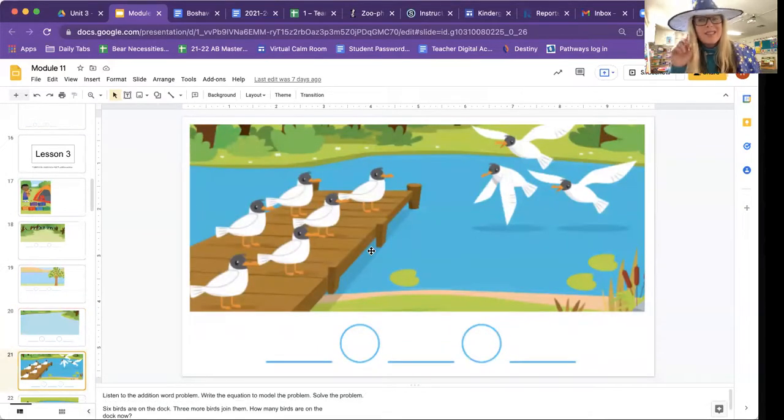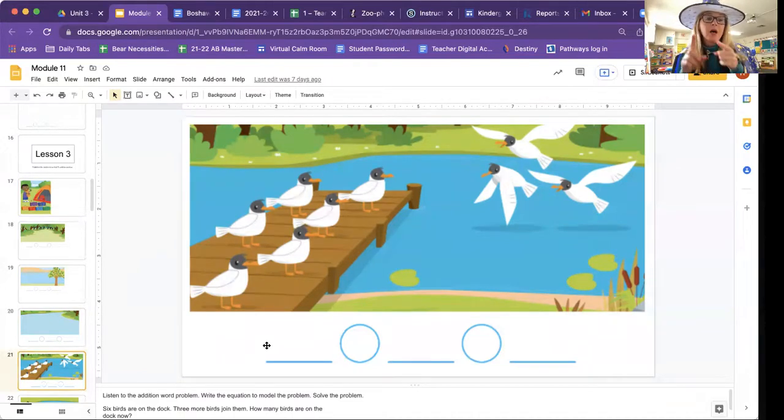All right, this time you're not going to have to draw pictures, are you? It's already here. So let's listen to this word problem. Write the equation to model the problem. 6 birds are on the dock. 3 more birds join them. How many birds are on the dock now? So the first number, remember when we're doing story problems, you're really listening for any numbers, any hints as to what you should write down for your equation. So how many birds? 1, 2, 3, 4, 5, 6. They said 6. So what do you think your first number is going to be? 6 birds are on the dock. 3 more birds join them.